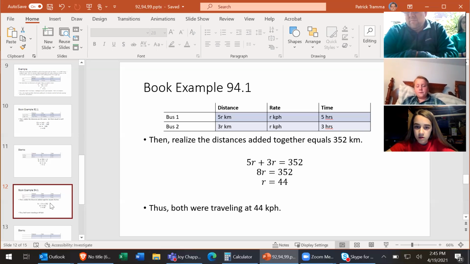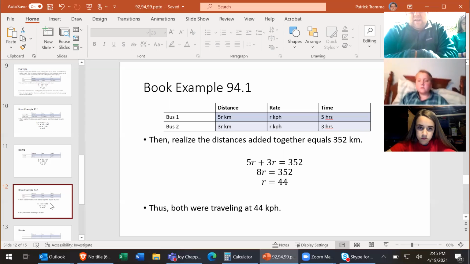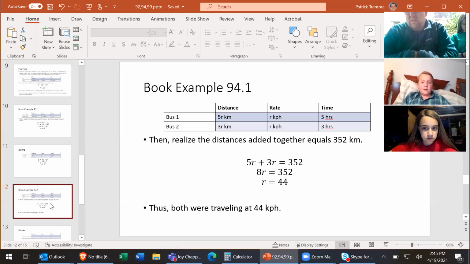5 hours. So bus 1 is going 5 hours. 2 hours later, another bus left. So how long did that one go? 3 hours, right? You got that? See? 5 hours and 3 hours. You write that for bus 1 and bus 2.